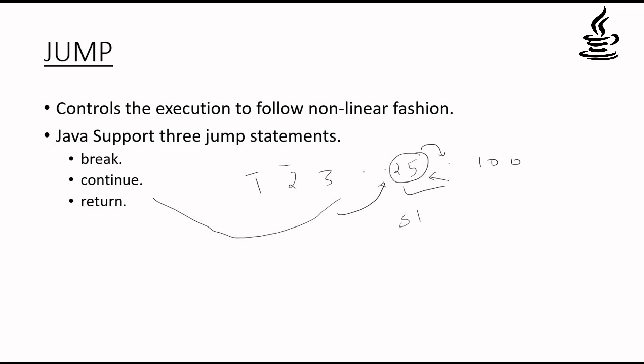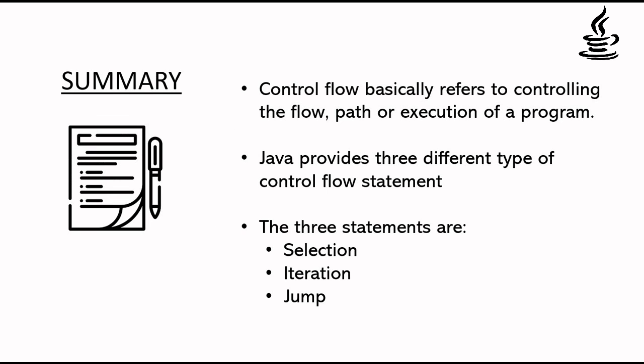So let's look at the summary of our session. We saw that control flow basically refers to controlling the flow, path or execution of our program. Java provides three different types of control flow statements: selection, iteration and jump. In the next session, we will understand all of these three statements with their respective keywords in detail.